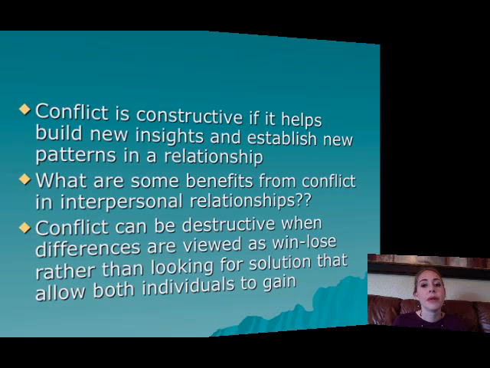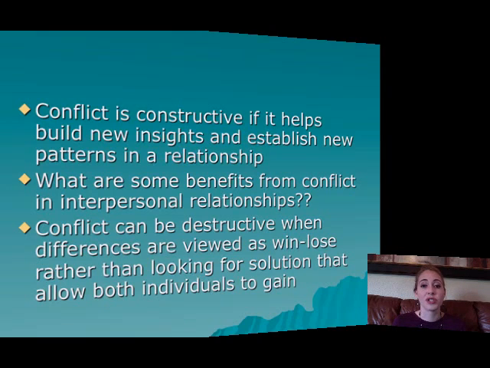Okay, so let me quickly address a few more things I wanted to talk about. Conflict is constructive if it helps build new insights or establishes new patterns in a relationship. Remember, we talked about how sometimes it can be helpful if it brings to light an issue that needs to be addressed. So if it can create new insight for someone or establish a new pattern, that's very constructive, that's very healthy. There are times when we need to have things addressed and talked about and processed. So conflict can be very helpful.